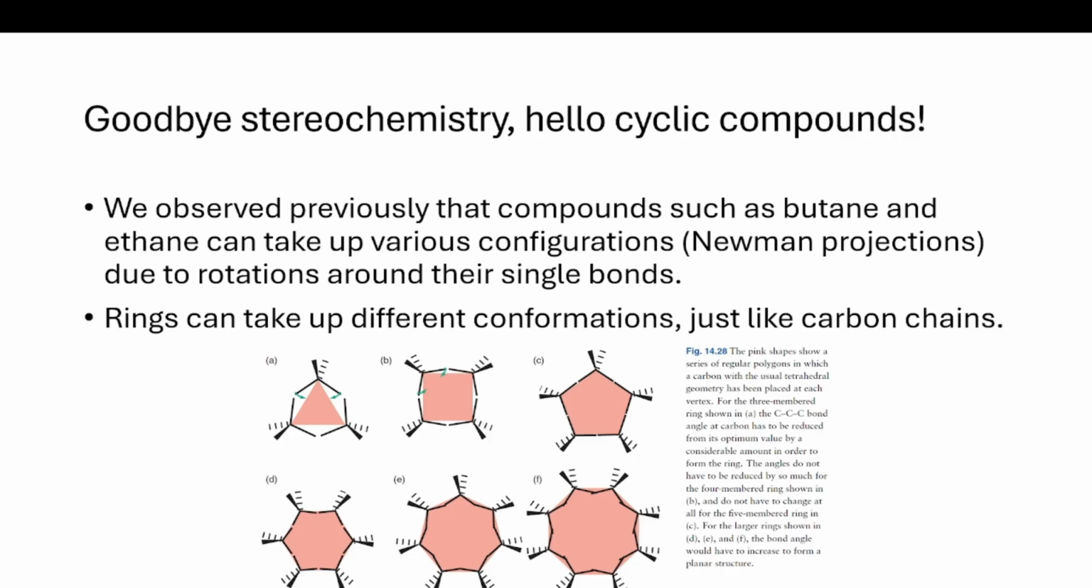So, we observed previously that if we have molecules such as butane and ethane, they can take up various configurations because of rotations around their single bonds with these Newman projections, right? Now, rings can actually take up different conformations, just like carbon chains. Now, I also wanted to briefly introduce something known as ring strain.